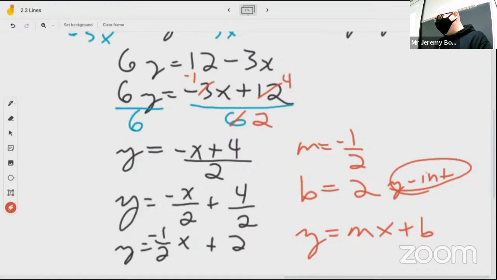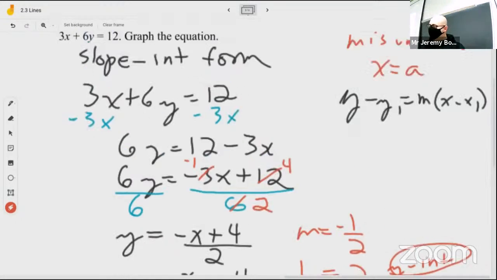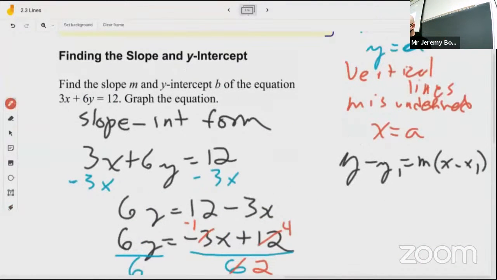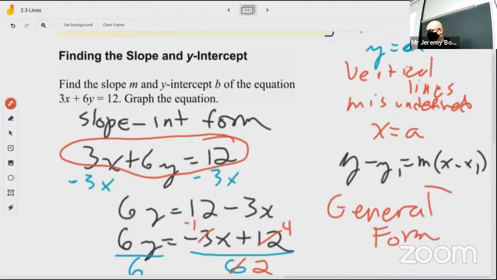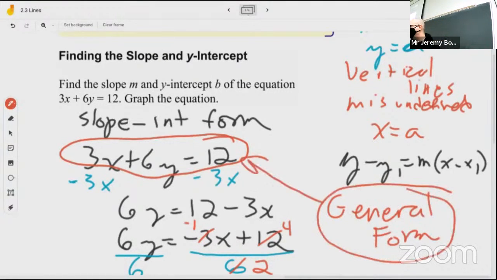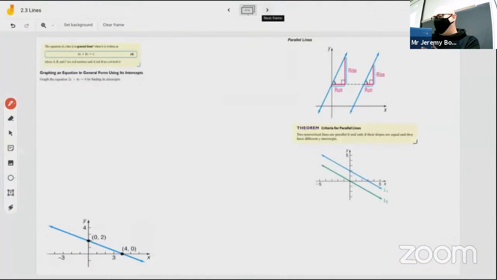All right. So we got that into slope-intercept form. This form that they first gave us, this 3x plus 6y is equal to 12, is a type of form that they use for the equation of a line. Anybody know what it's called? They may call it standard form in some places, but in our book they call it general form. But that is that form there. And that's what we're going to talk about now.